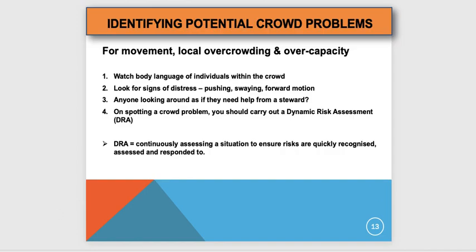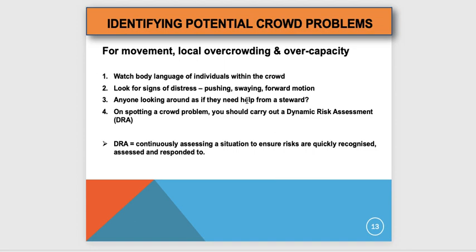So how do you identify these problems? Well, unless you have the opportunity to watch it on CCTV like that, you obviously have to use your eyes. So what sort of things do you need to look at for movement, overcrowding, overcapacity? You've got to watch for body language of individuals within the crowd. Are they panicking? Are they putting their hands up, or are they trying to protect themselves? Look for signs of distress, pushing, swaying, forward motion, as in that video. Anyone looking around as if they need help from a steward.